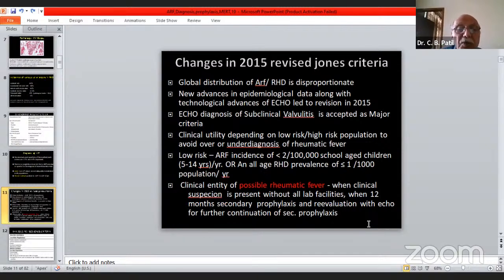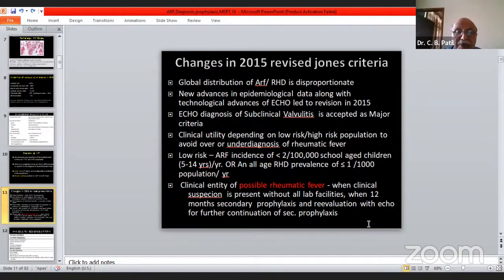What is a low risk population? Acute rheumatic fever incidence of less than 2 per 1 lakh school age children between 5 to 14 years per year, or an all age rheumatic heart disease prevalence of less than 1 per 1,000 population per year. So this is what is called a low risk population. Anything more than this comes under high risk populations. Some parts of India also come under high risk, like tribal people and so on.